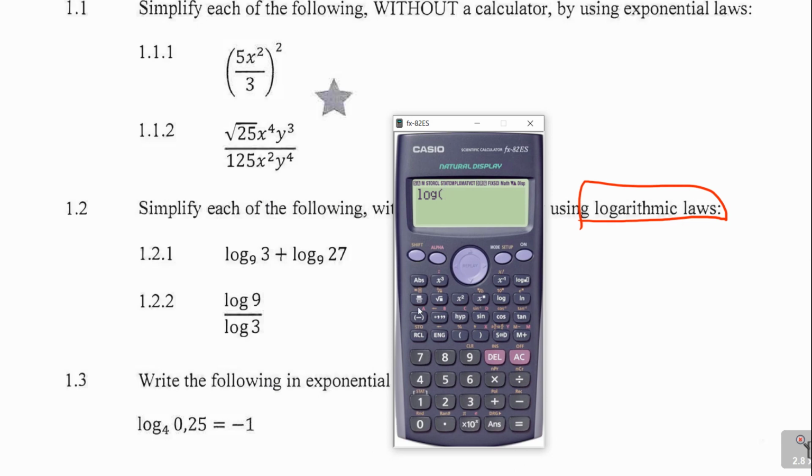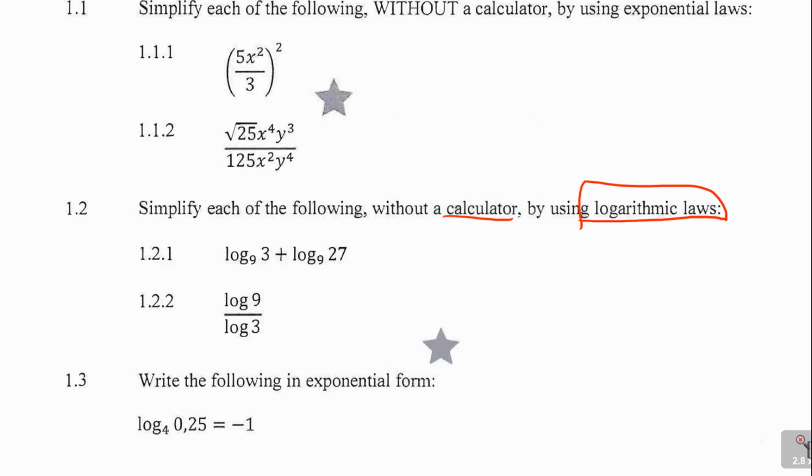They're saying here, it's actually a fraction, log 9 over log 3. Just like that. Get the answer. The answer is 2. Then we can work towards the answer.